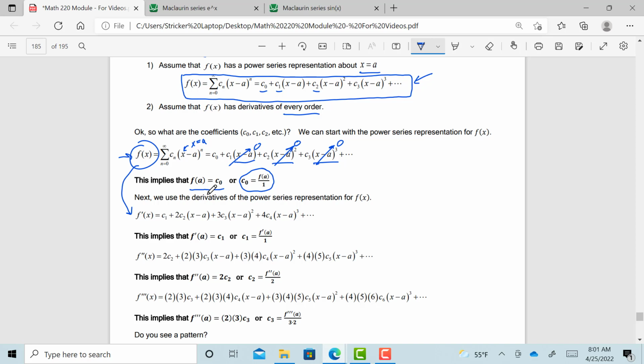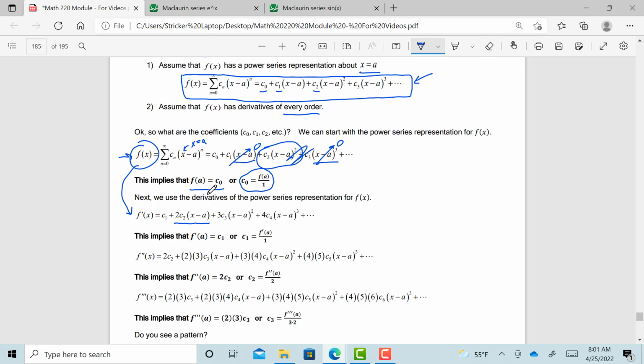Then we use the power rule on the next one, right? So if we're looking at this term right here, c2 times (x minus a) to the second, we're going to take the power to the front: 2 times c2 times (x minus a) to the first power. So we see that derivative right here. Let's talk about one more.